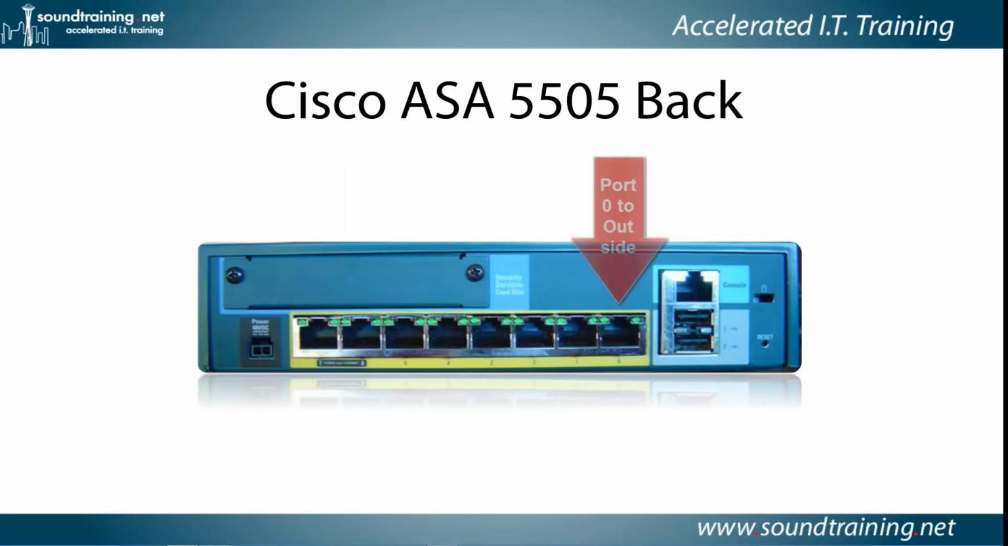Typically, we connect the outside to port 0 and the inside to ports 1 through 7. You can configure it however you want, but that's the default configuration. Also, you need to be aware of the fact that ports 6 and 7 are PoE enabled. So if you have, say, an IP phone or an access point or a switch that is PoE powered, then you can plug it into either of those 2 ports and power it off of the ASA.